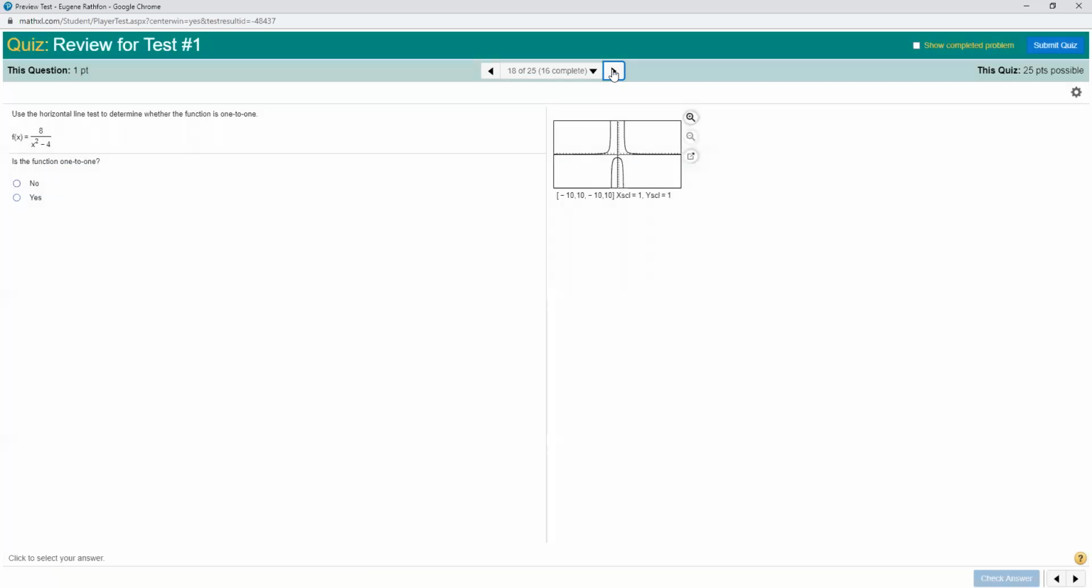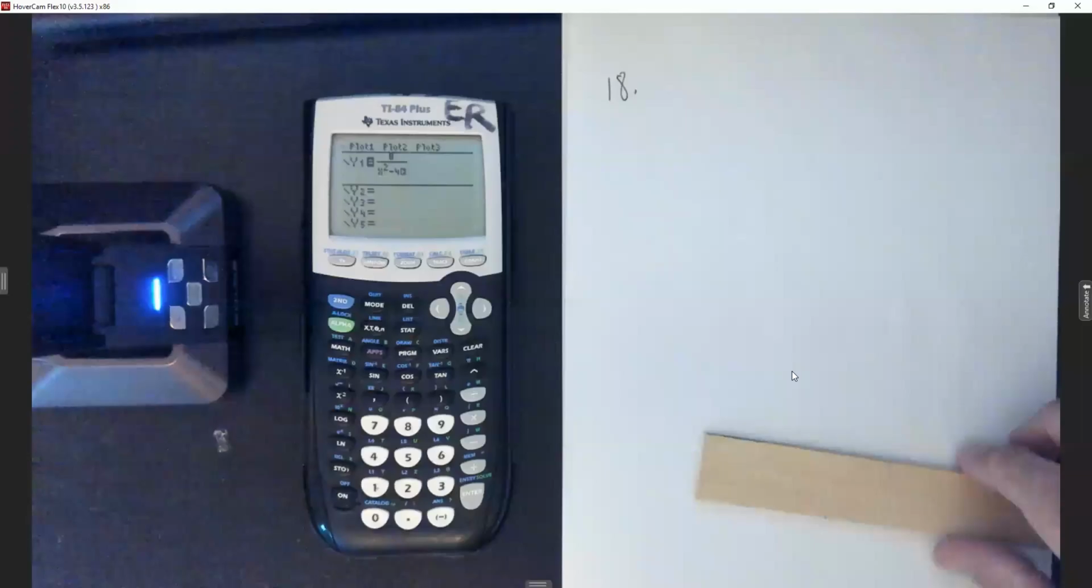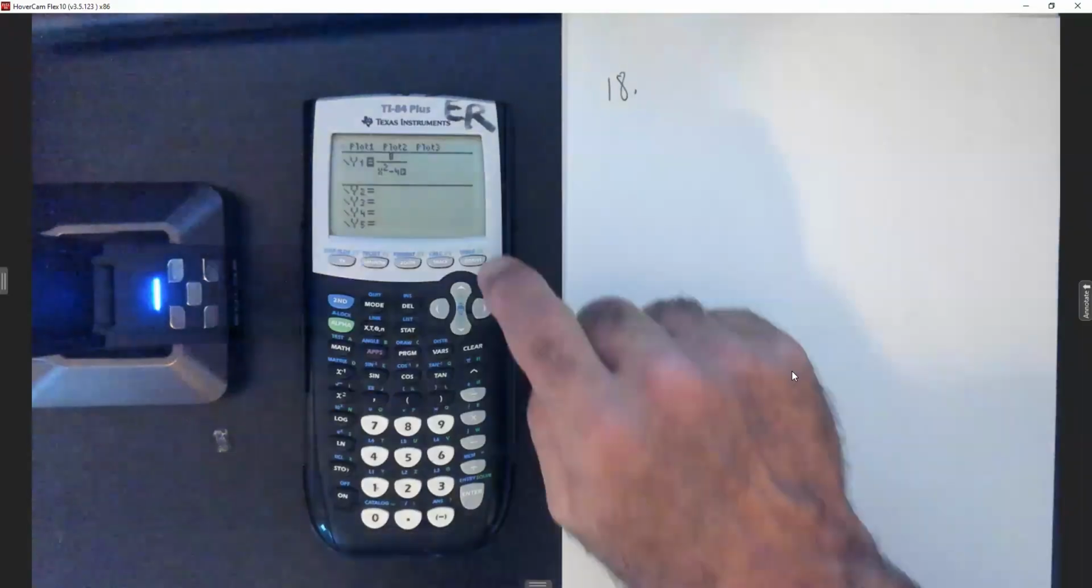Let's see, 18. All right, so this one says, determine if it's 1-to-1. So you would use the horizontal line. So I'm going to draw this one in my calculator real quick. So let me go to y equals. What's on top? 8. And on bottom is x squared minus 4. All right, so I'm going to go to the calculator real quick. So that was the function, so I'm going to put it in so it'll look like what they had.